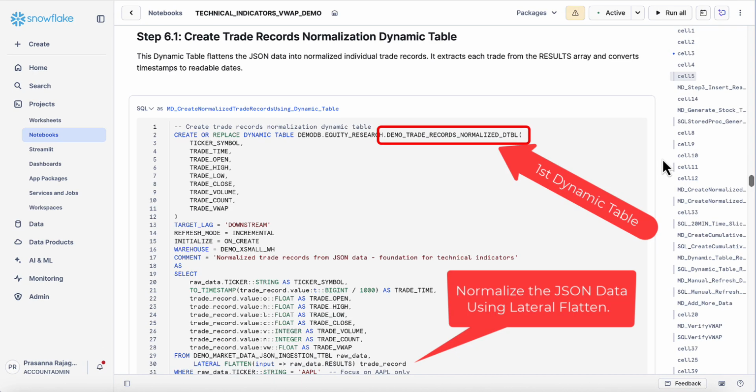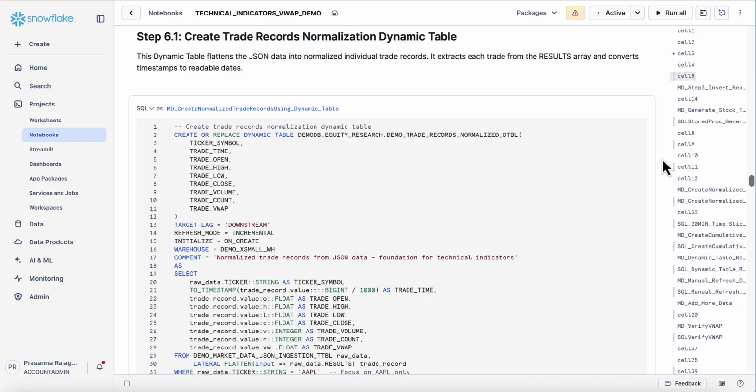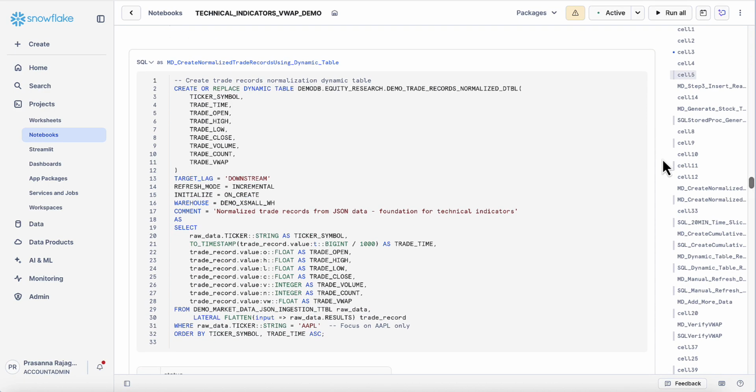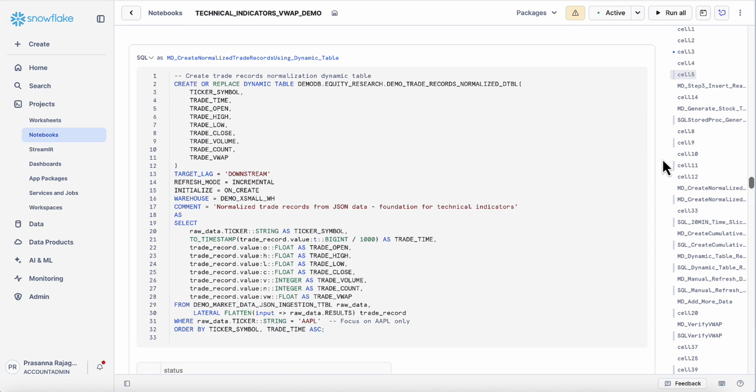Now let's build our first dynamic table, which will read directly from this upstream source. Look at the syntax, create or replace dynamic table. We simply define the final state of our data using SQL and set a target lag to control the freshness of that data. We write a simple select statement using lateral flatten to unpack the JSON array into individual rows. That's it. Our first pipeline step is done.